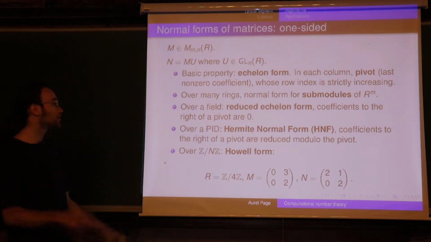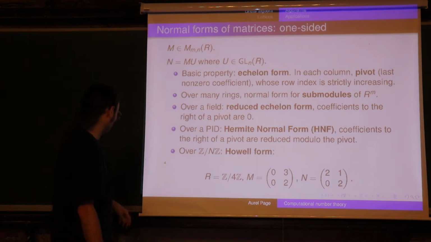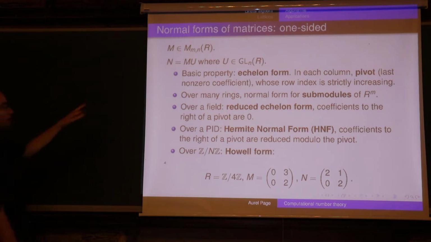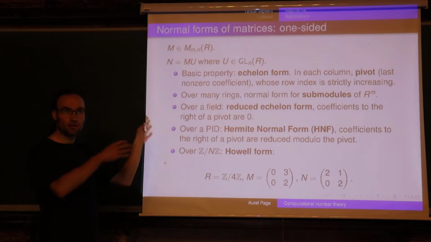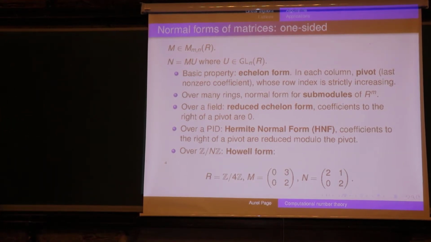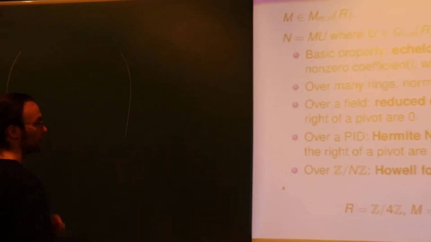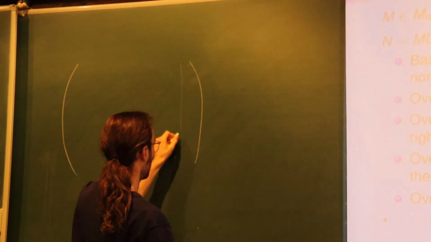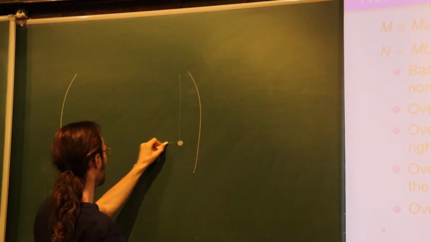The basic property that you use for this kind of normal form is the echelon property. Maybe I should draw a matrix. Surely you've seen echelon forms. Just one thing: all my matrices are made of columns, and they act on the left on column vectors. So an echelon form will be like this for me. Look at each column: there will be a last non-zero entry. That's what I call the pivot. And everything to the left here must be 0.